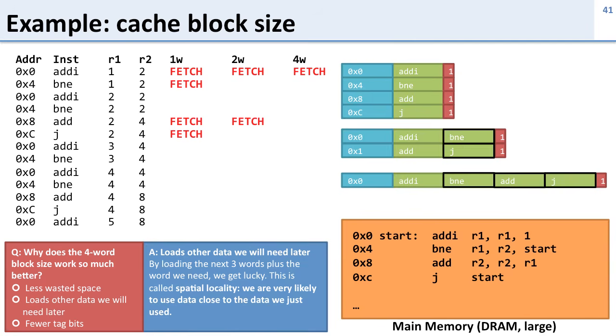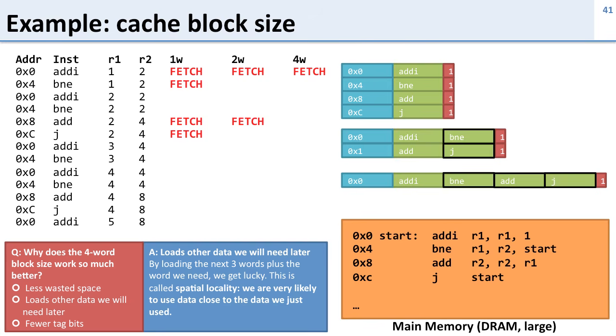Well, the reason for this is it loads data we'll need later. So the 4-word one got lucky. It loaded the instruction we wanted plus the next 3 instructions. And it turns out that we're very likely to use the data after the data we load. This is called spatial locality. We're very likely to use data near the data that we access.